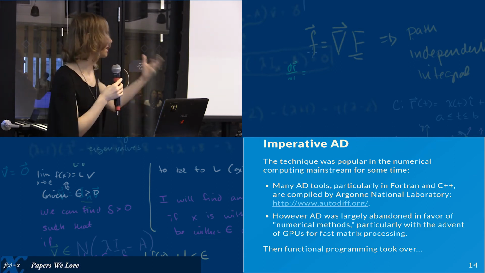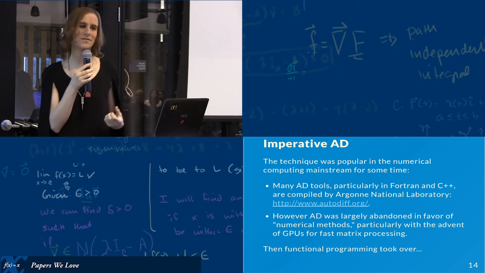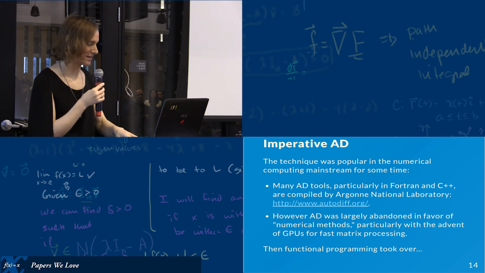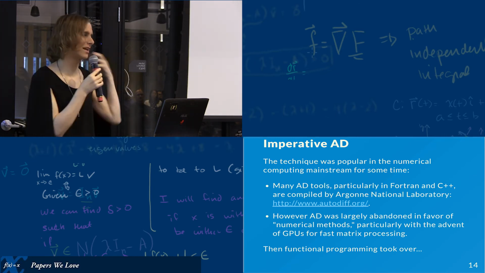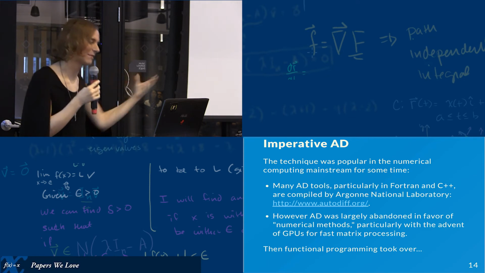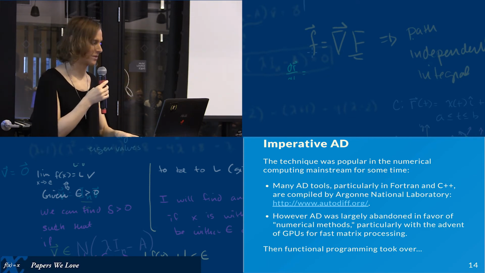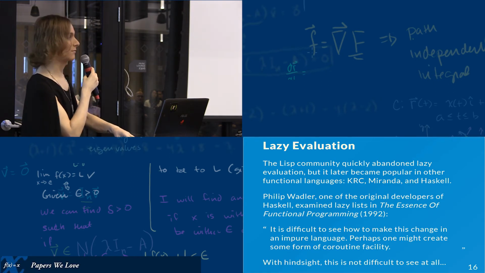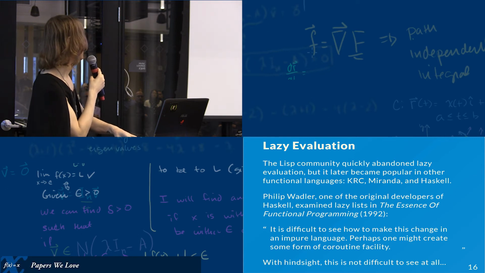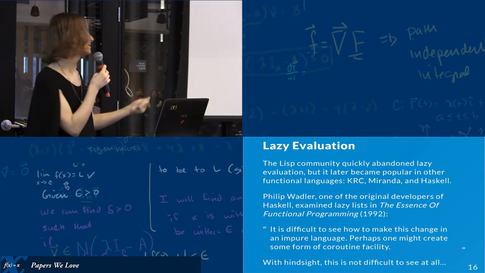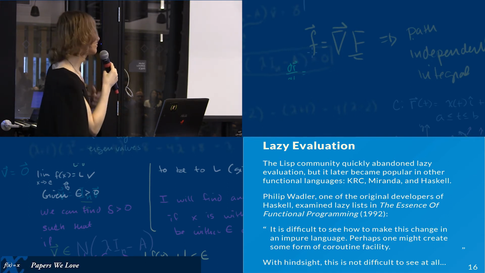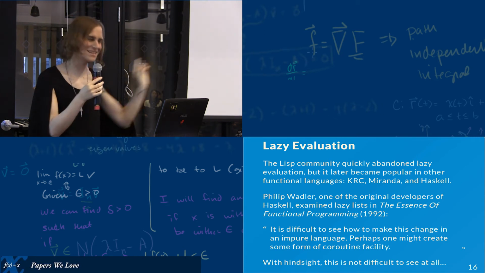I'm gonna skip this, but basically, as we saw before, when they said co-inductive form, that means infinite, right? So as we'll see in the Haskell interpretation, it's really a good fit for lazy evaluation. I'm not gonna explain what lazy evaluation is for time's sake, but it's important to note in this quote that Philip Wadler, in 1992, one of the developers of Haskell initially, pointed out how you would implement lazy lists in an impure or an imperative language. And he thought, well, probably through some kind of coroutines. And that's actually not a coincidence.